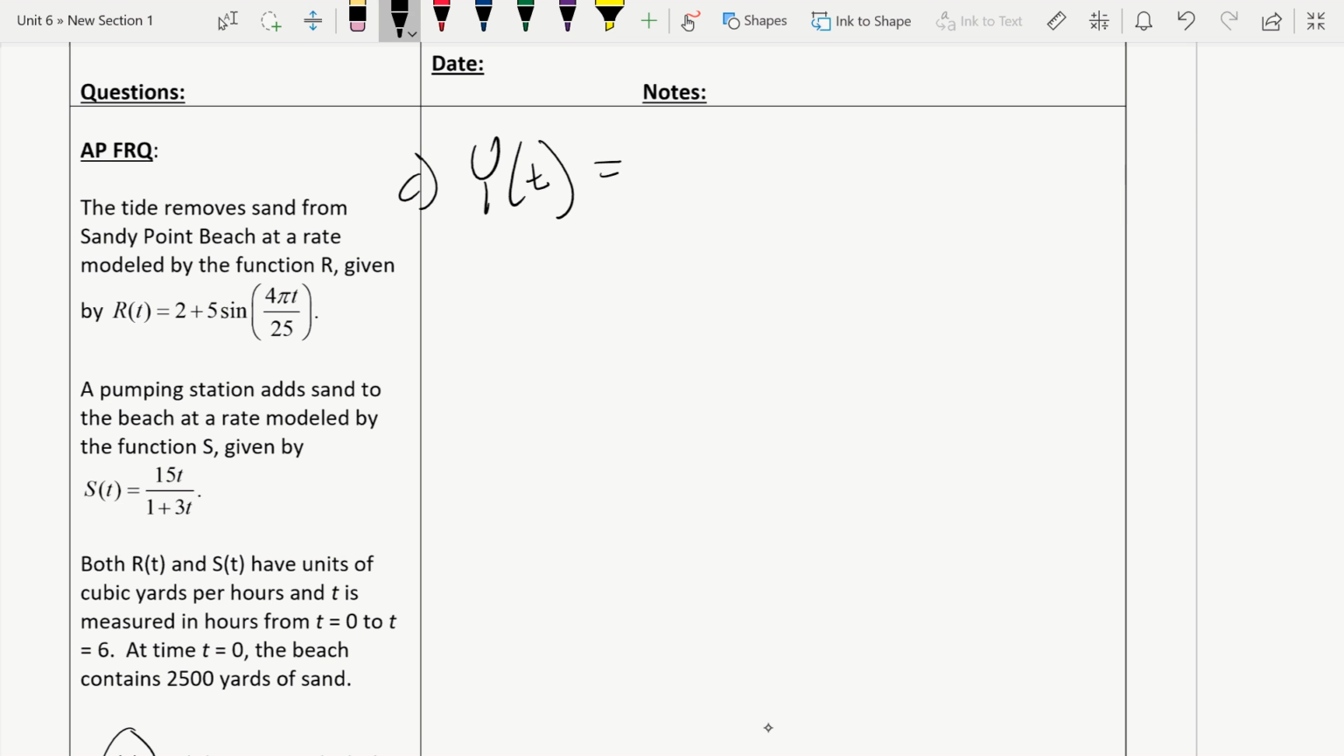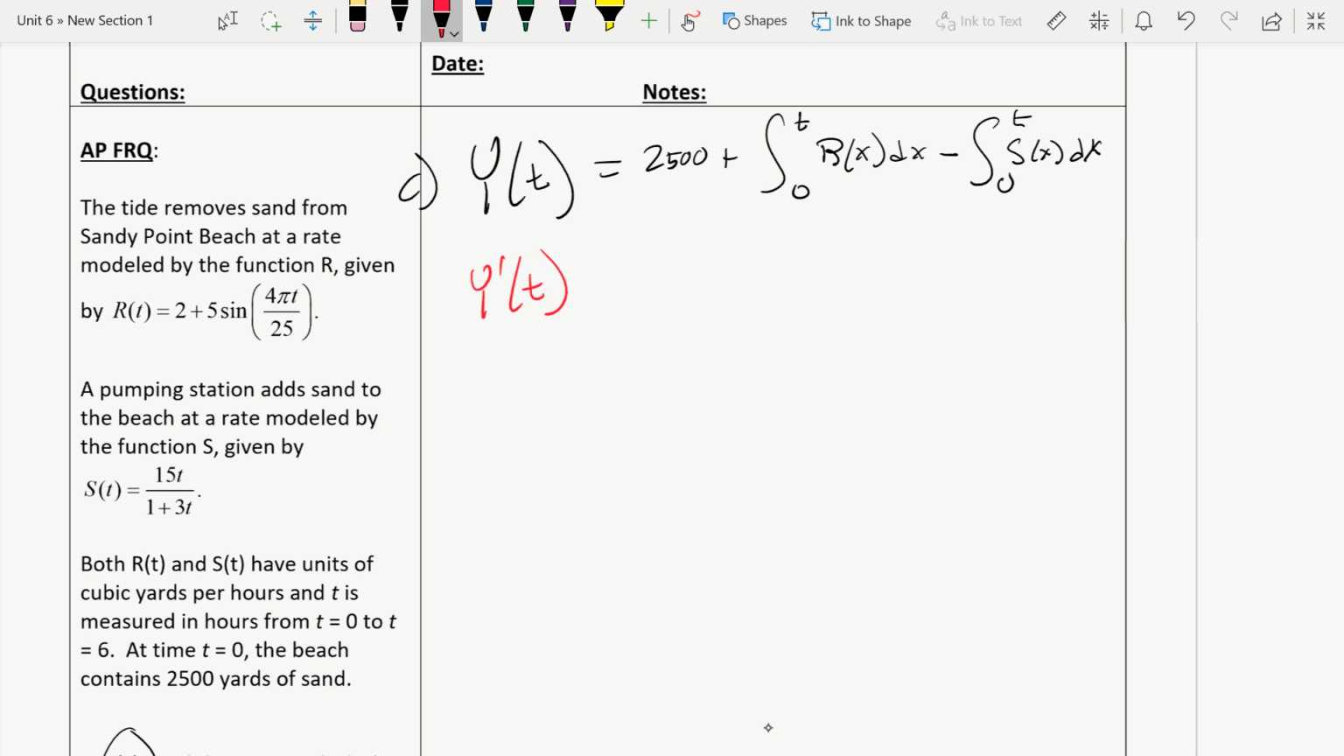So first off, I'm just going to recopy our y here, plus the integral from 0 to t of s of x, minus the integral from 0 to t of r of x. What do we need here? We need the derivative, y prime, because it says find the rate of change of the total amount. Well, differentiate this whole thing from left to right with respect to t. The derivative of any constant is 0, so it's gone.